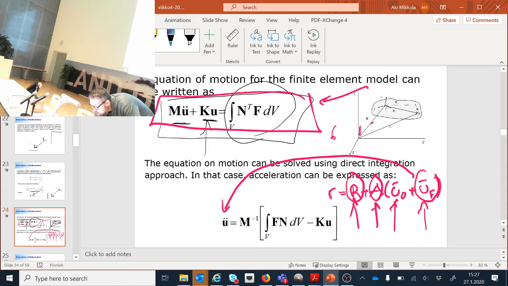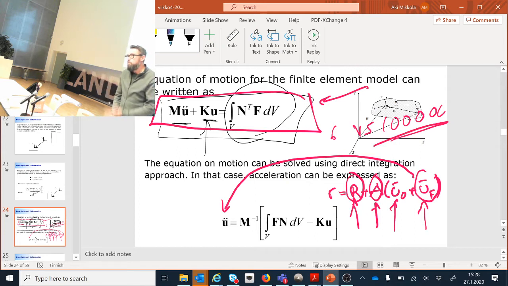6 versus 100,000. No good. You cannot put these two things in one room because they don't fit in one room. You have to do something to this one. You have to make it smaller. Otherwise, you cannot solve these together.